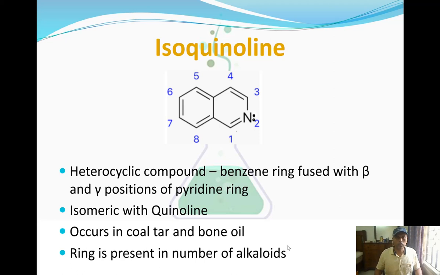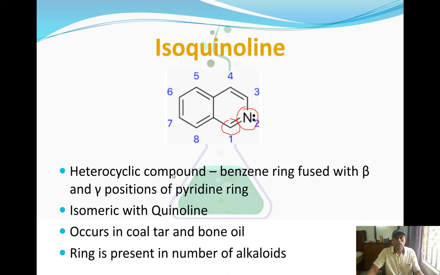isoquinoline, the next compound. As the name says, iso, it's an isomer of quinoline, right? Here they are isomers because they have the same molecular formula but different structural formulas, right? But the numbering is done in the same manner as quinoline. Numbering starts from this carbon, the carbon over here. So the nitrogen is at position number 2 in isoquinoline, right?